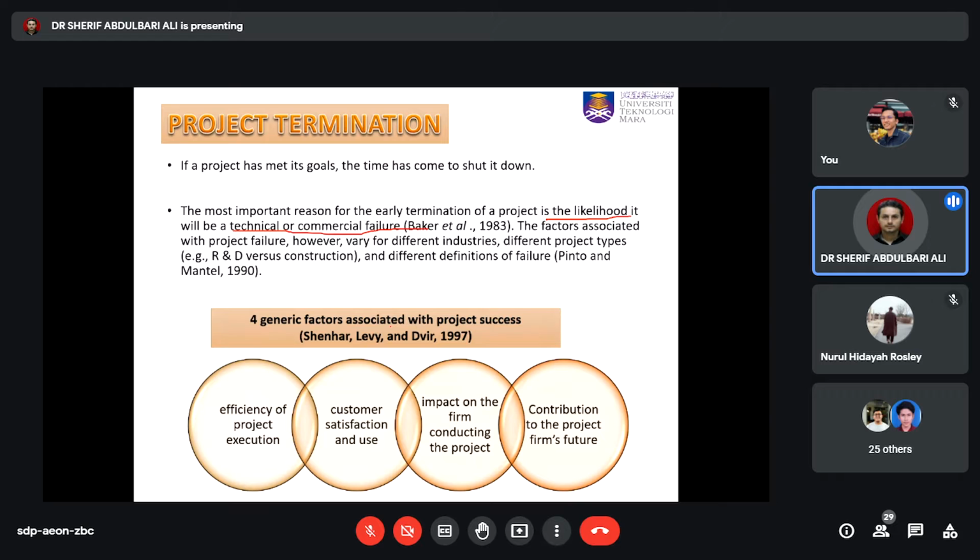But there are four generic factors associated with project success. The first is the efficiency of the project execution, if the project manager and the top management are efficient in project execution. If the customer satisfaction is high, this leads to the success of a project. The impact on the firm conducting the project will also lead to success. Also, the contributions to the firm's future will lead to the success of any project.